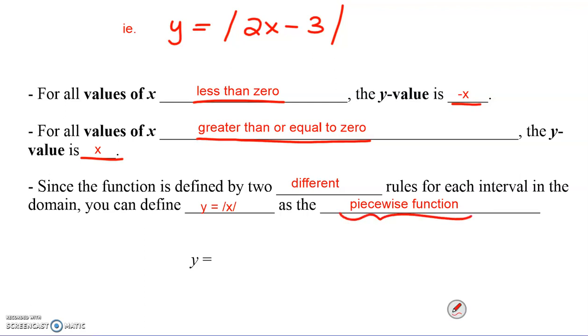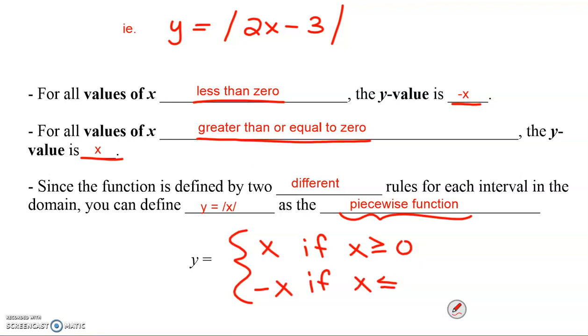So this is a new word for us, piecewise. So piecewise just means there's two different pieces. So again, we have x if x is greater than or equal to 0, or it's negative x if x is less than 0, not equal to, just less than 0.